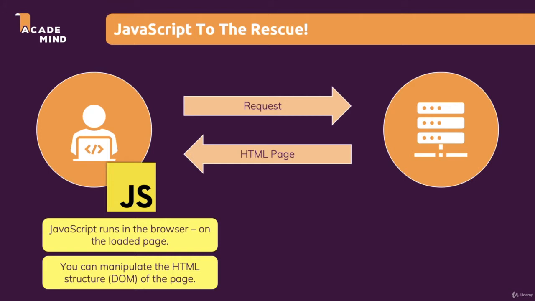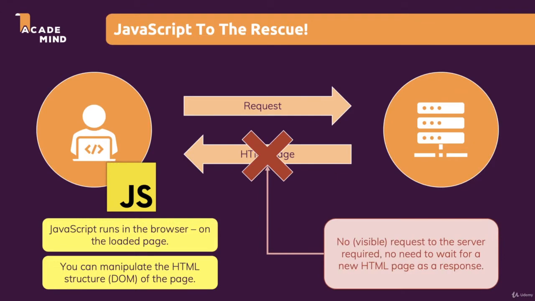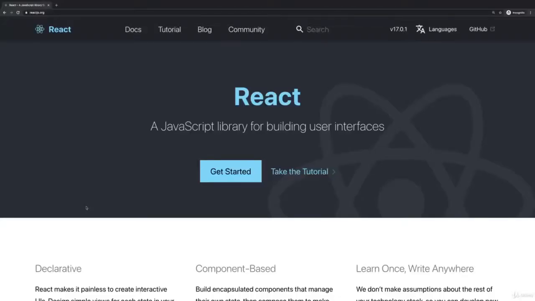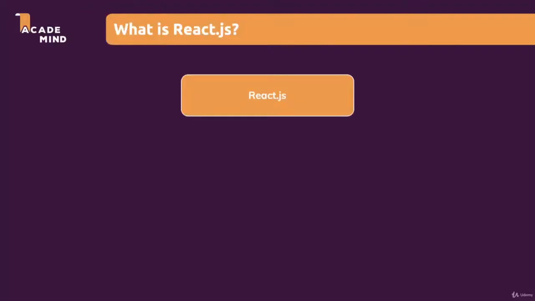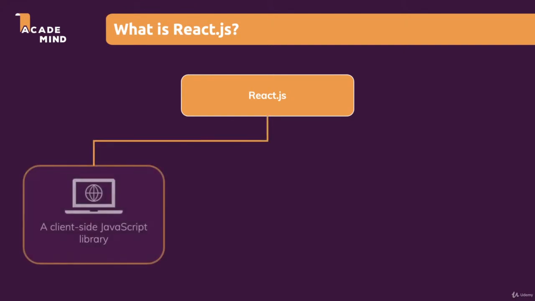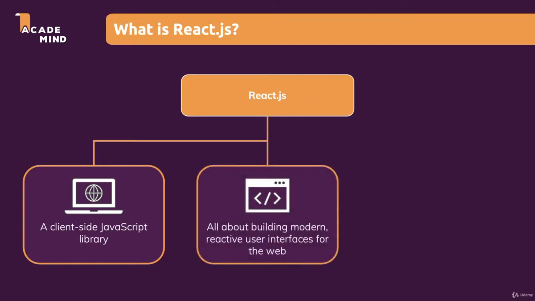And that allows us to change what the user sees without fetching a new HTML page. We don't need to request a new HTML page just to present something different to the user. So that's why JavaScript can help us. And since React is a JavaScript library, it looks like it can also help us with that. It might be an extra building block. And indeed, React.js is a client-side JavaScript library. It helps us with writing that client-side JavaScript code, and it's all about building modern, reactive user interfaces for websites.